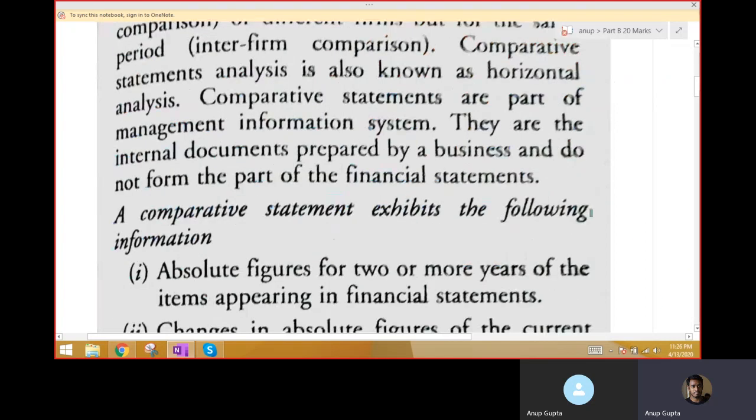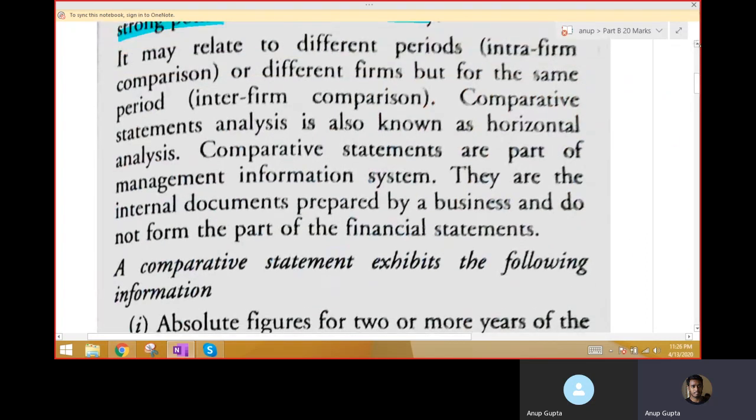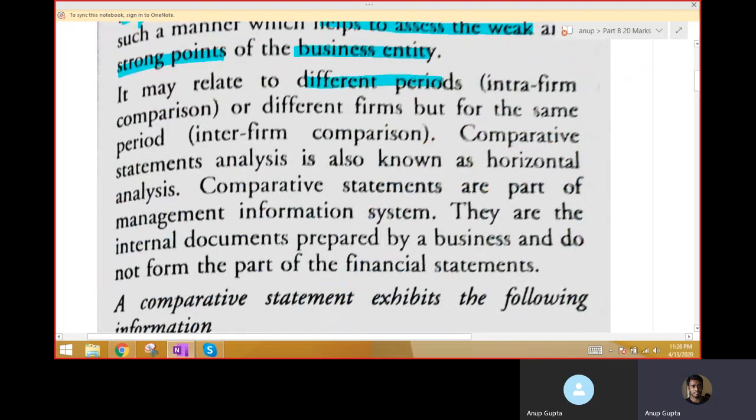These comparisons may relate to different periods of the same organization, which is known as intra-firm comparison. And this comparison can be done for different firms but for the same period, which is known as inter-firm comparison. This is also known as horizontal analysis. This is a part of a management information system. What is a management information system? It gives the management a regular update about whatever information the management wants.